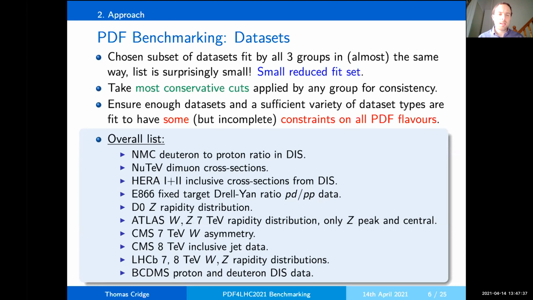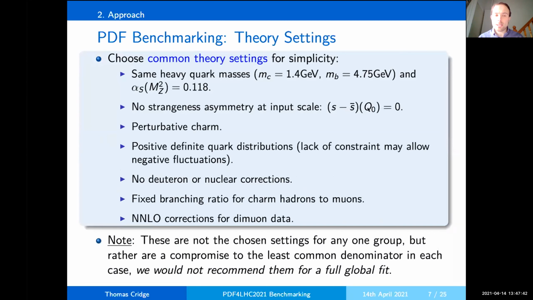So if we move on, the other thing that we have to ensure is the same between the various fits is the theory settings. By choosing common theory settings wherever possible for simplicity, we remove this potential source of difference for the benchmarking. That means choosing the same heavy quark masses, the same alpha S value, setting no strangeness asymmetry at the input scale, choosing a perturbative charm, which is of course of relevance for NNPDF, choosing positive definite quark distributions, having no neutron or nuclear corrections, because that's another potential source of difference between the three groups. And there are a few other things as well.